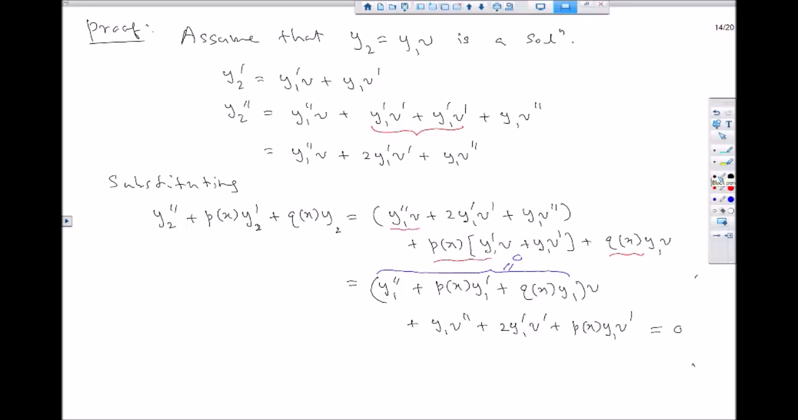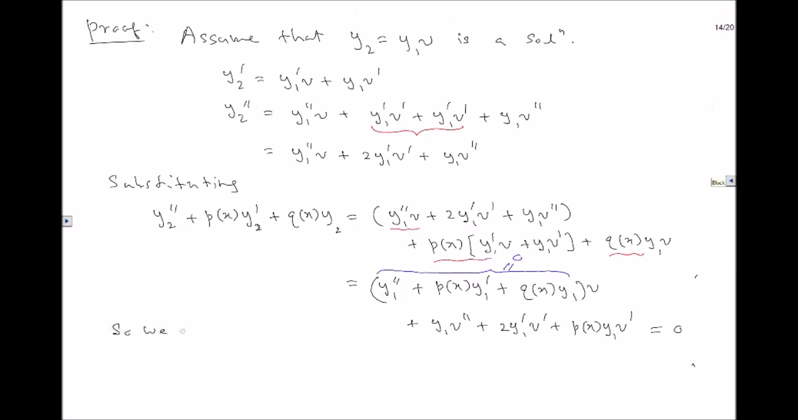So we get this term, and we can pull v prime out. We get y1 v double prime plus (2 y1 prime plus p(x) y1) times v prime equal to 0. That is the differential equation we end up getting.